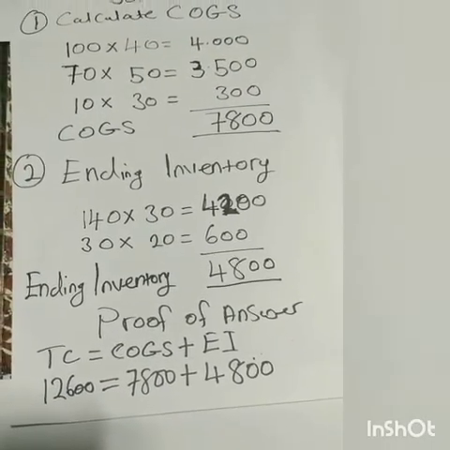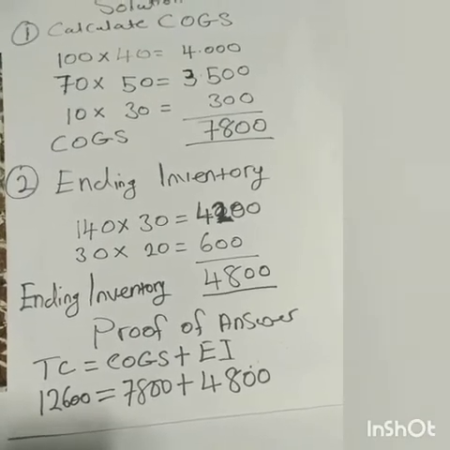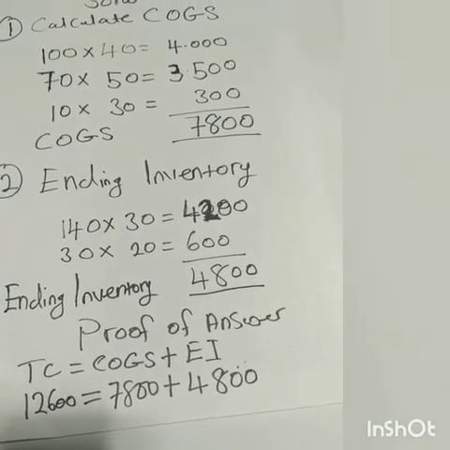Now that is why we take this 100 times the unit price of that transaction that occurred on the first, which is 40. The 100 times 40, you have 4,000.